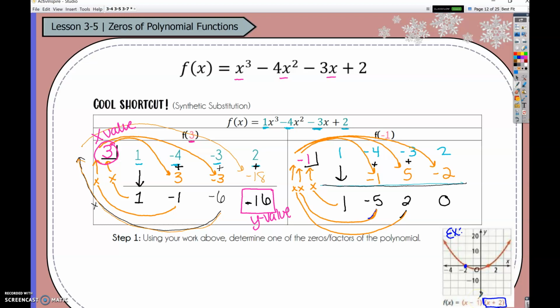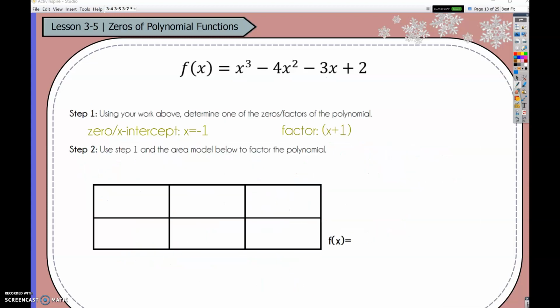So it's going to ask you from your work here above, what was one of the zeros? Well, we know one of the zeros was at, when you plugged in negative 1, you got 0. So my 0, we would say, is at x equals negative 1. That means my factor is x plus 1. So how does that help us? So here we have the same information. When our x-intercept is negative 1, our factor is x plus 1.